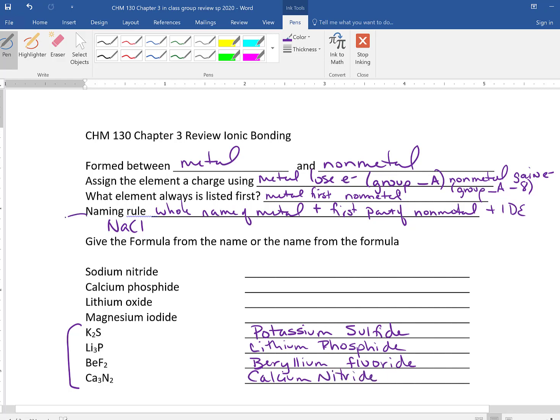So you just follow that naming rule: whole name of the metal, first part of the nonmetal, -ide at the end. If you want to figure out the formula from the name, then you have to assign charges to figure out the ratio of positive and negative charges.